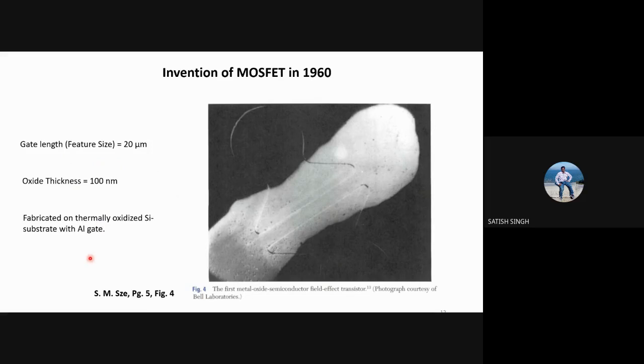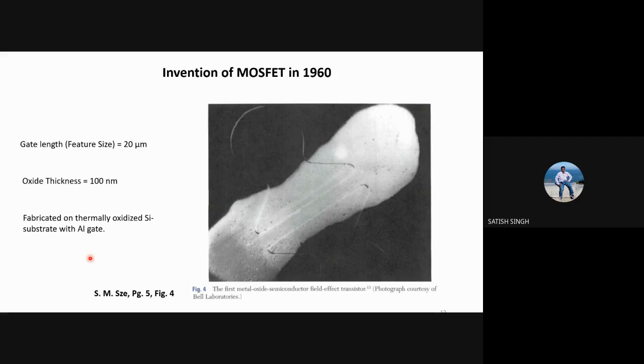So what is the information about this device? I think you must have studied the MOSFET because you are now in the third year. So what is the structure of a MOSFET? You already know it. In the MOSFET we have a gate, we have source and drain, and in between we have the channel, which will be built on a particular substrate.